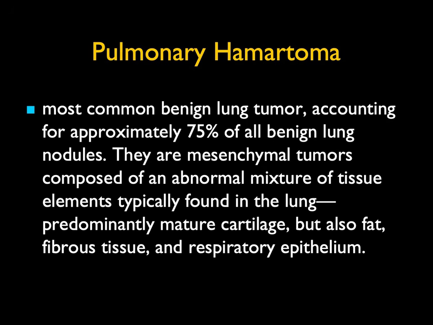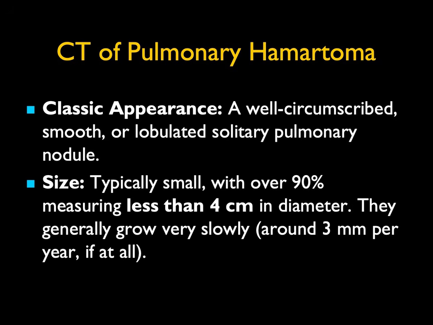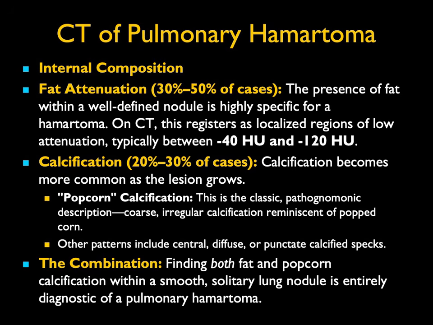It's the most common benign lung tumor, accounting for about 75% of all benign lung nodules. Classically, mature cartilage, fat, fibrous tissue, respiratory epithelium. It's the classic appearance of smooth, well-defined, sometimes lobular, usually under 4 centimeters in size, and they grow very slowly. Key things: fat attenuation and calcification, or a combination of both fat and calcification, are things you want to look for.